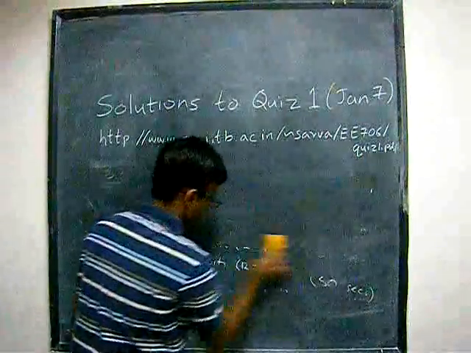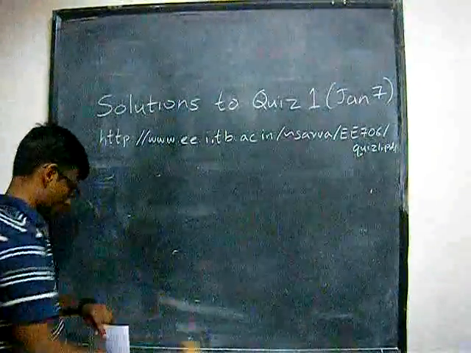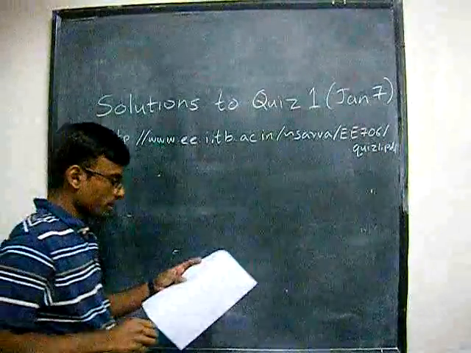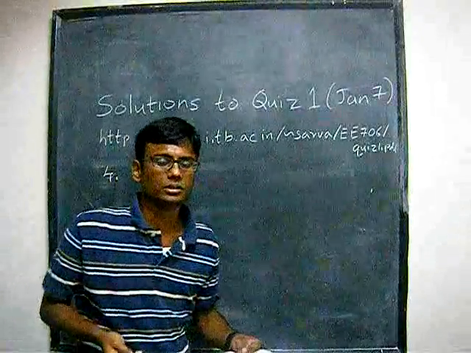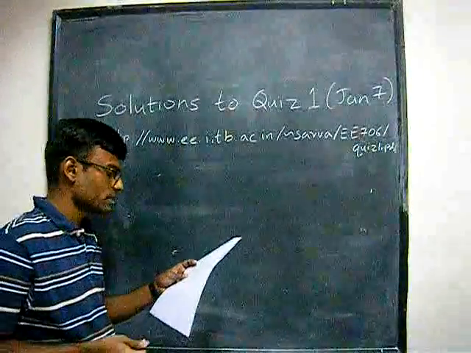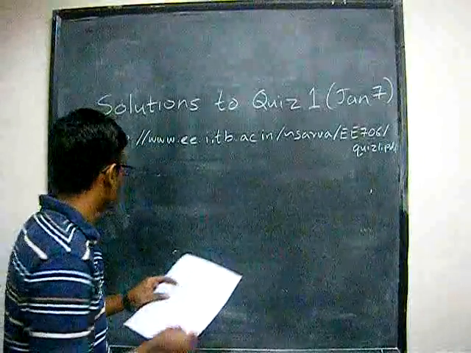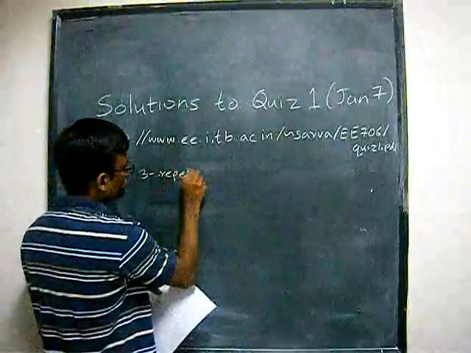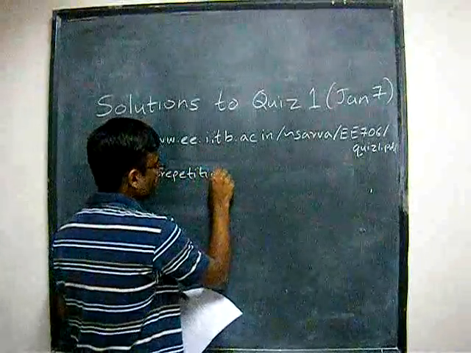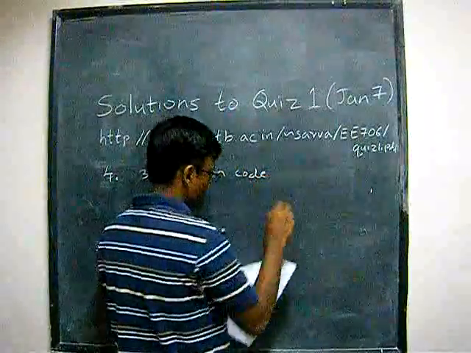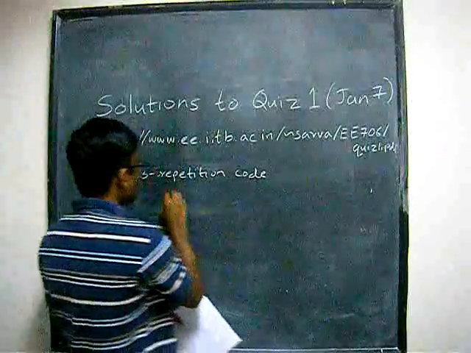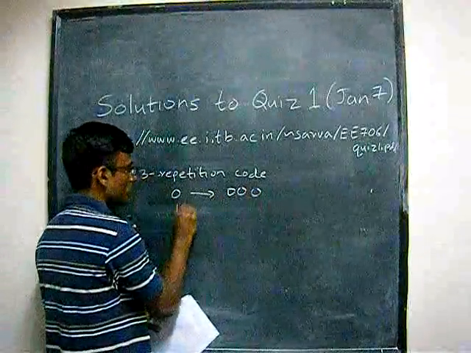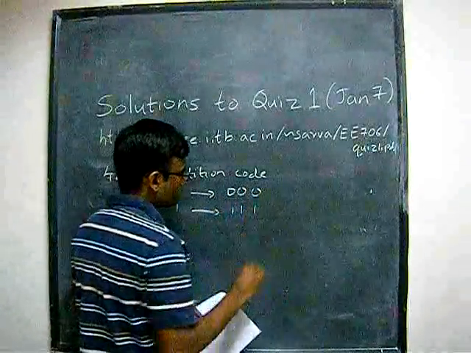So that was the third question. And the fourth question was based on an example I did in class. It was the example of an FEC scheme called the repetition code. So the 3 repetition code. This maps a single 0 to 3 zeros and a single 1 to 3 ones.